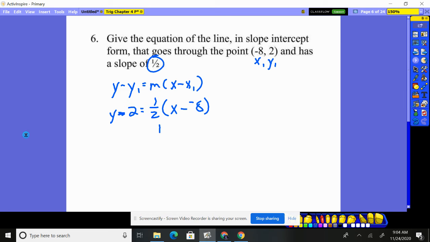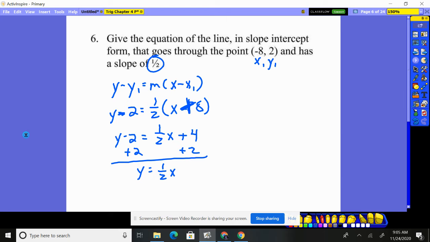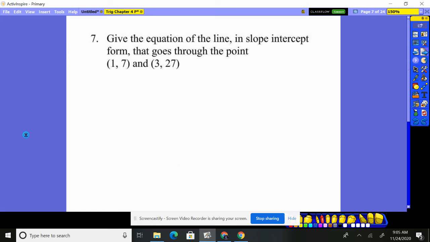So what do we have? 1/2 x. That minus negative 8 will change to a plus, and 1/2 of 8 is 4. So we have y minus 2 equals that. So we now move our 2 over, and we'll have everything in slope-intercept form: 1/2 x plus 6.